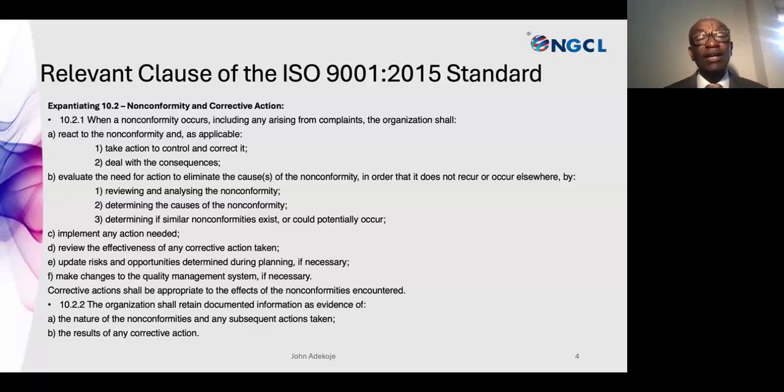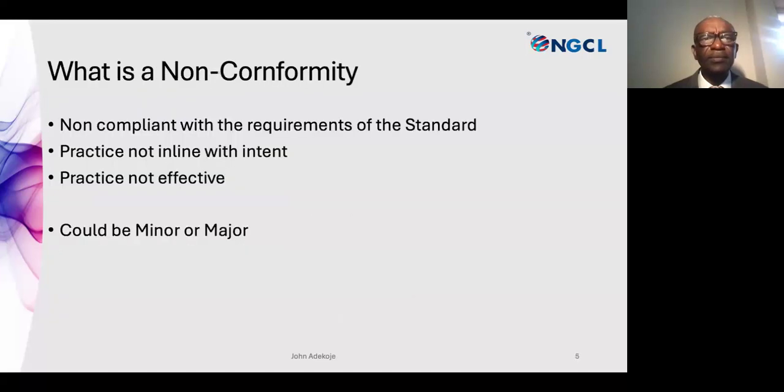10.2.2, the organization shall retain documented information as evidence. That is very important because we want to make sure that it does not occur. So it is a reference. A, the nature of the non-conformities and any subsequent actions that were taken. Then, what are the results of any of the corrective actions that have been taken?